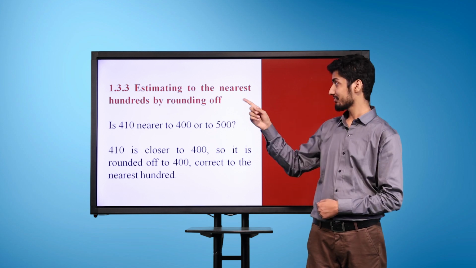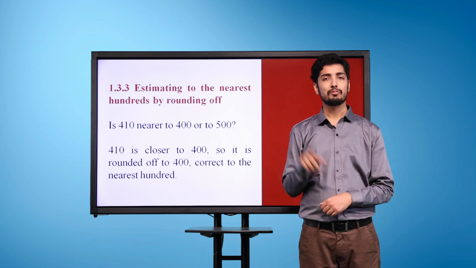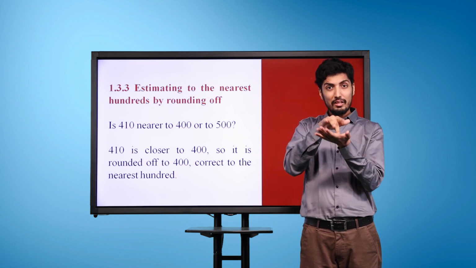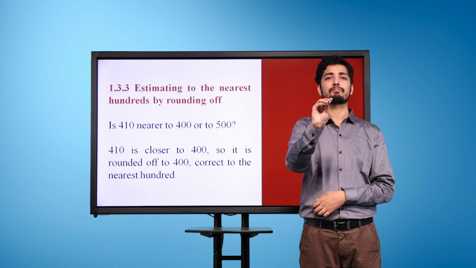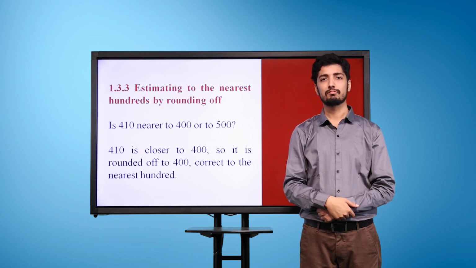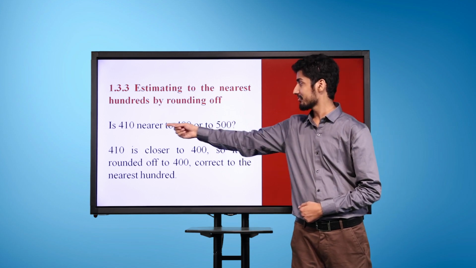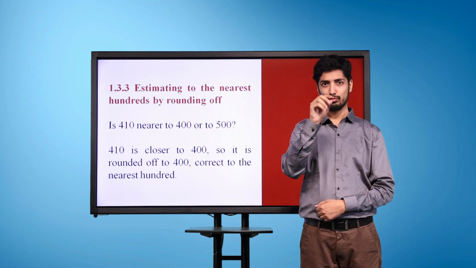1.3.3 Estimating to the nearest hundreds by rounding off. Is 410 nearer to 400 or to 500?